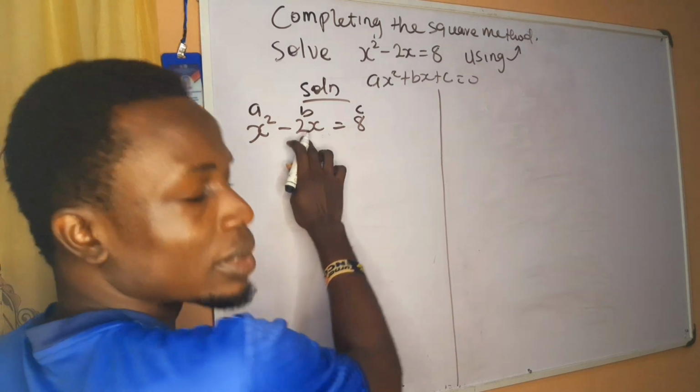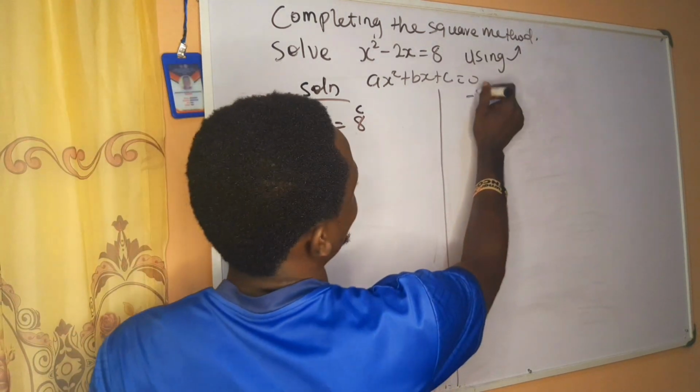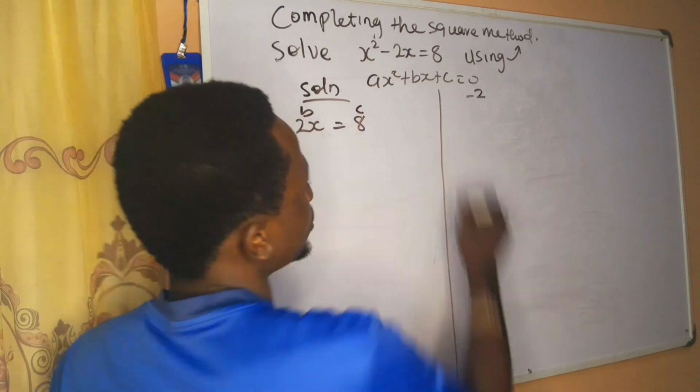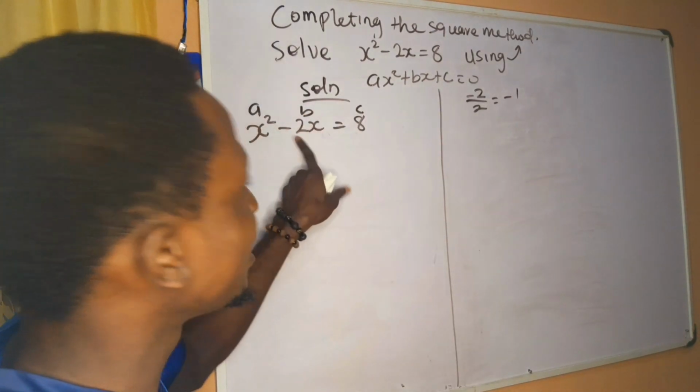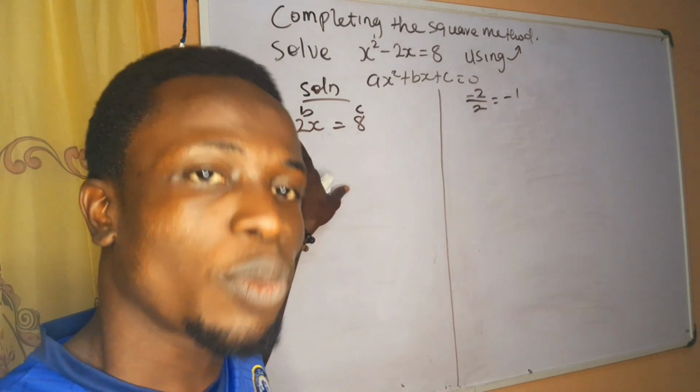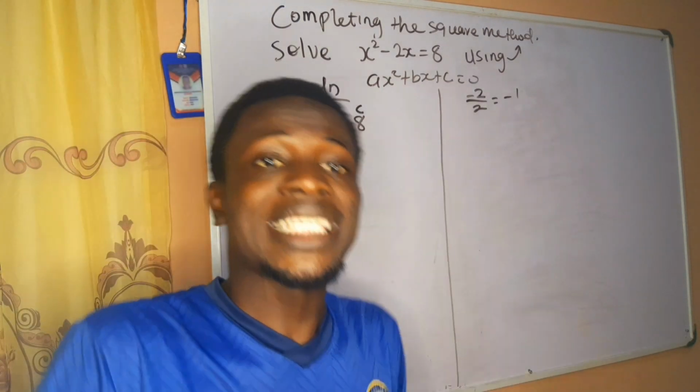So what I'm going to do next is find half of b. Remember, b is minus 2, not just 2. So half of it, divided by 2, is minus 1. So half of b is actually minus 1. So what do you do next? Square it and add it to both sides.